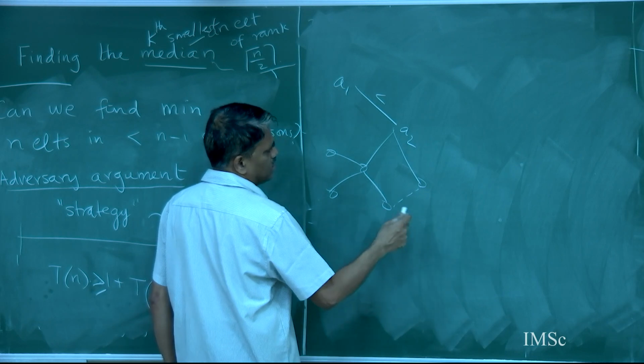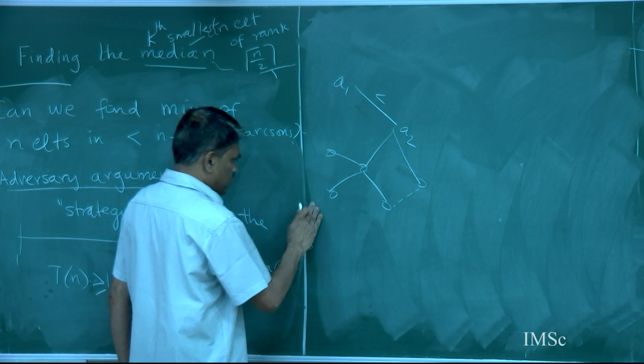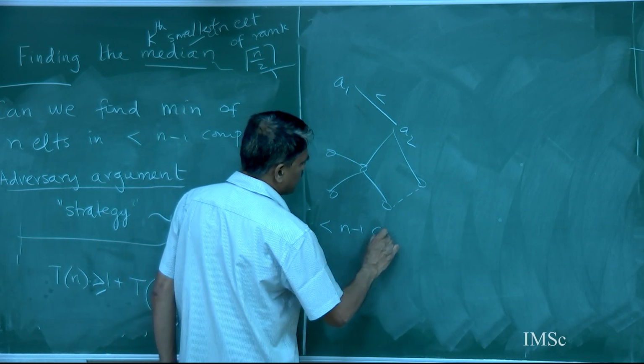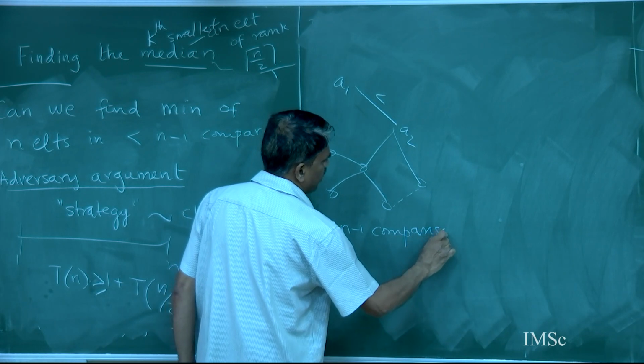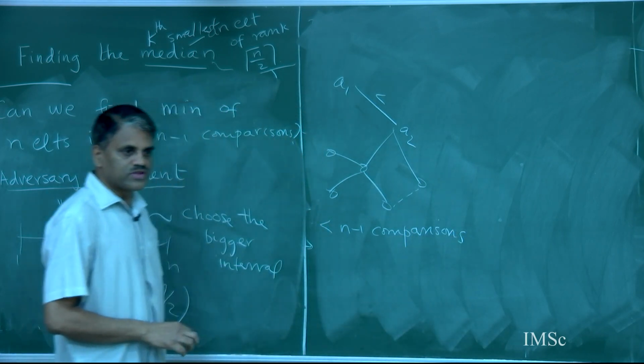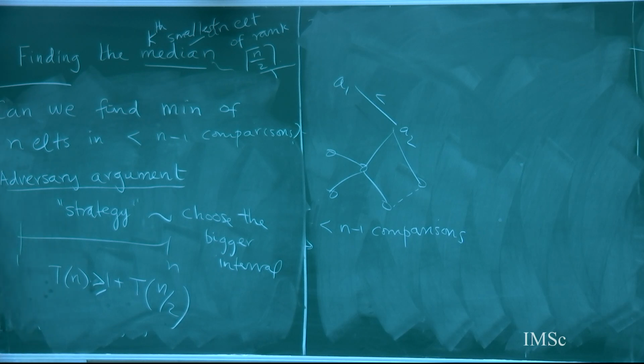So I draw this graph. And suppose you made fewer than n minus 1 comparisons. Then what can you say about this graph? Fewer than n minus 1 edges, right? You have a graph on n vertices with fewer than n minus 1 edges, so the graph is not connected. Because a tree is minimally connected and has n minus 1 edges, if you had fewer than n minus 1 edges, it may even have cycles, but clearly the graph is not connected.